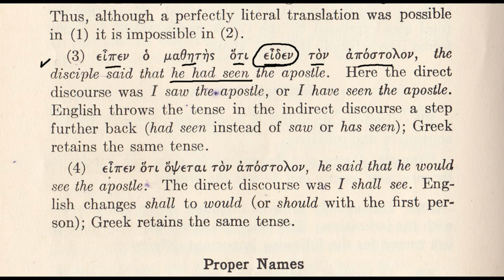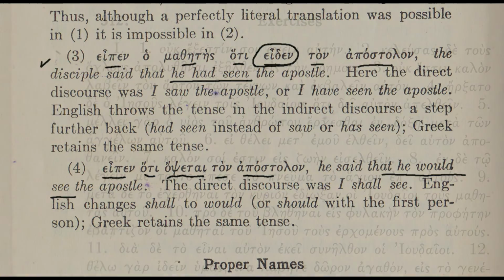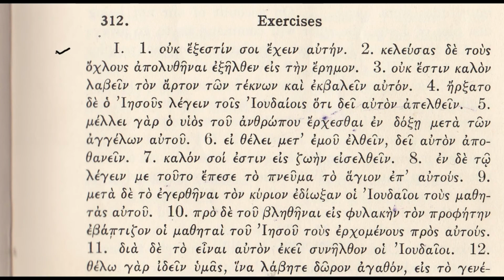And then finally, he said, hoti, that, opsetai, he will see the apostle. And to put this into English, we would use a form of the subjunctive. He said that he would see the apostle. So just be aware that idiomatically that's the way we translate these. It's actually easier in Greek because we're simply using the original tense of the verb, but to make good English translations, we have to massage our wording just a little bit so it's a little bit more pleasing to the English ear.